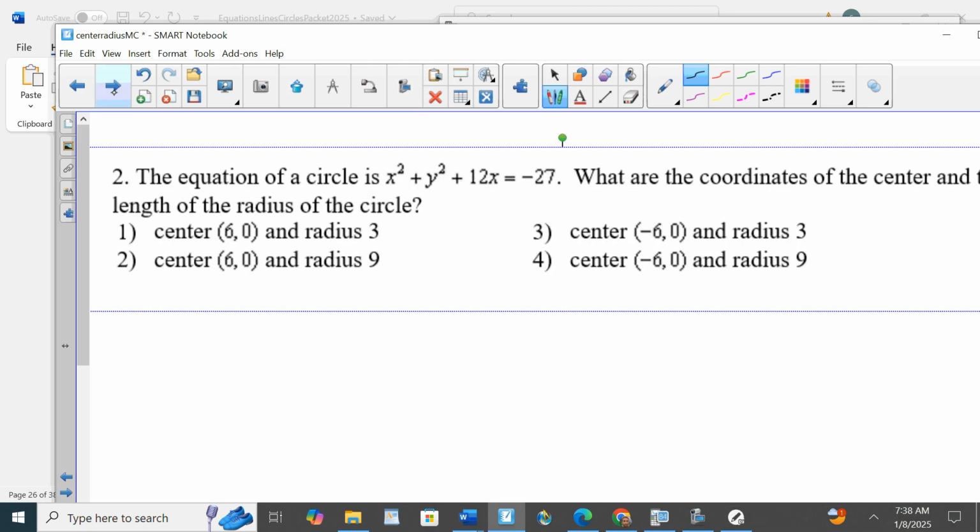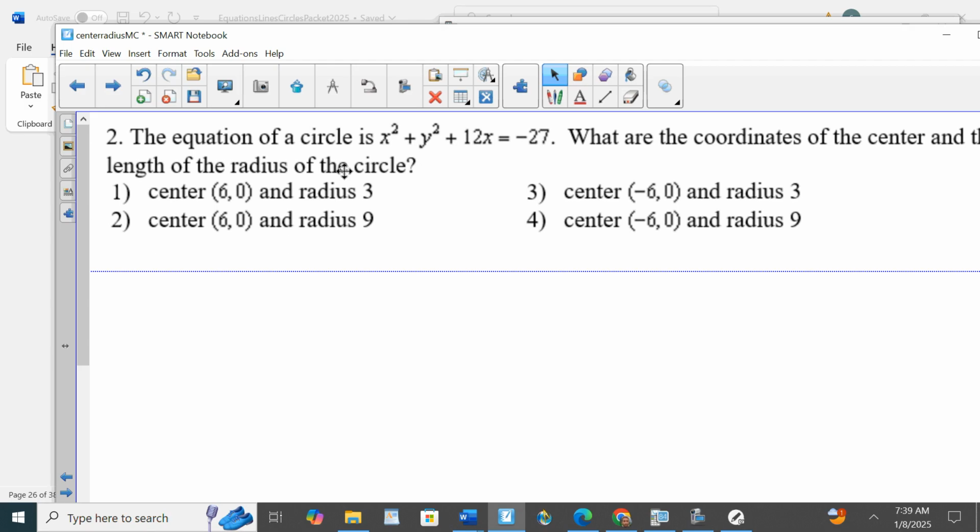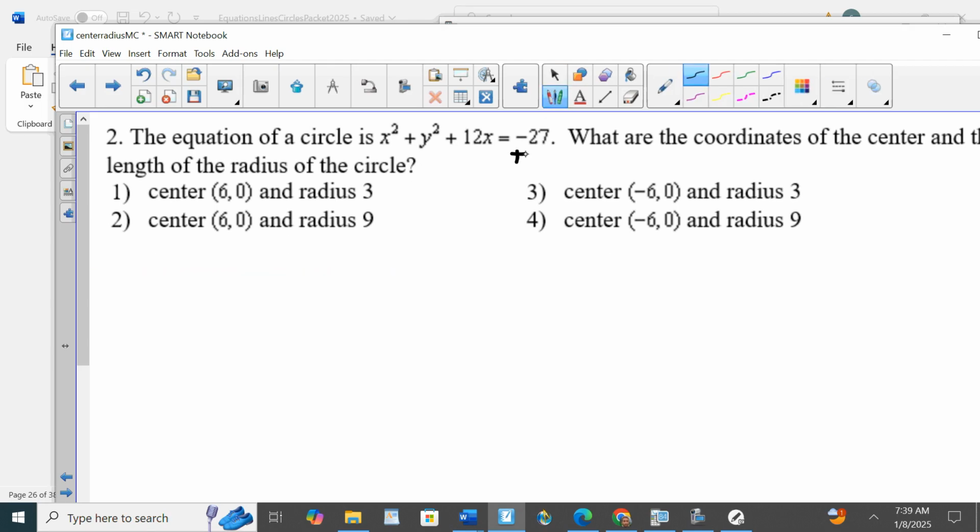No, I guess a little twist here. Let's take a quick look at this one. Is it equal to 0? No. So I need to add 27 to both sides. So I have x squared plus y squared plus 12x plus 27 equals 0.